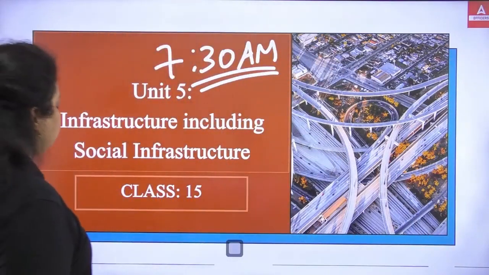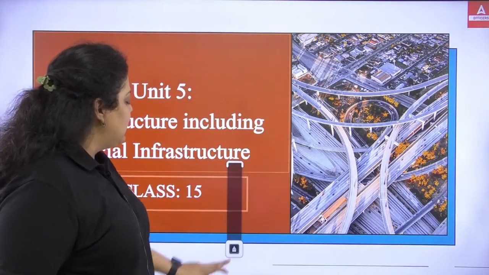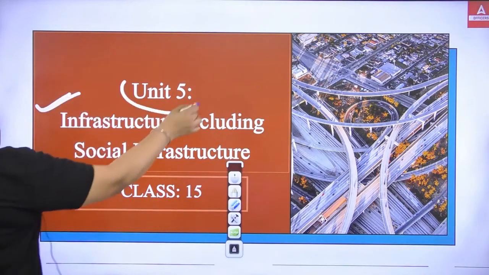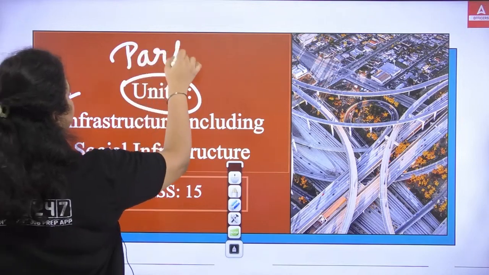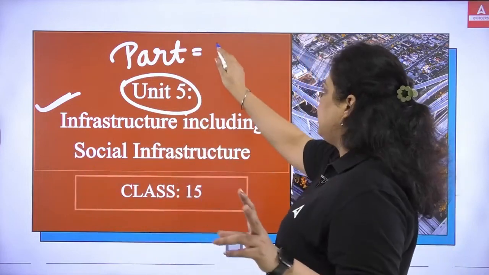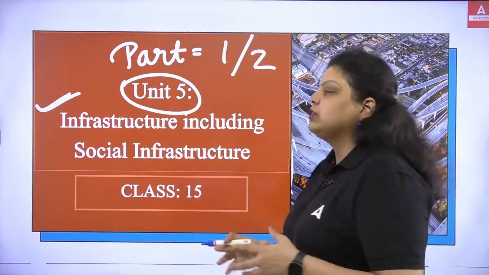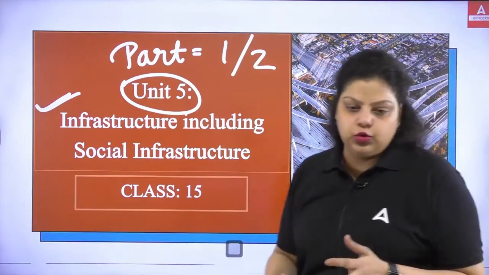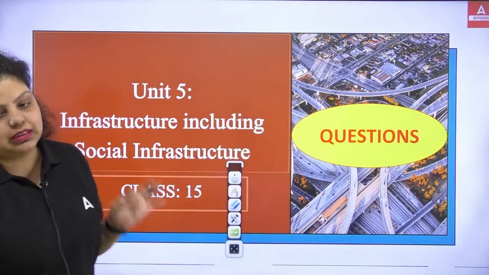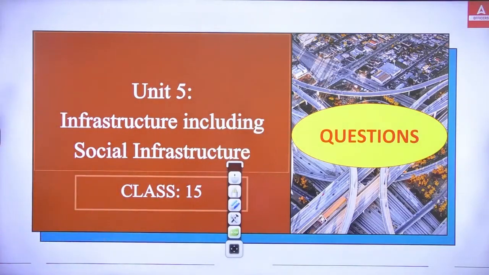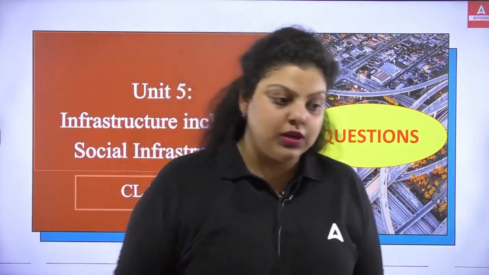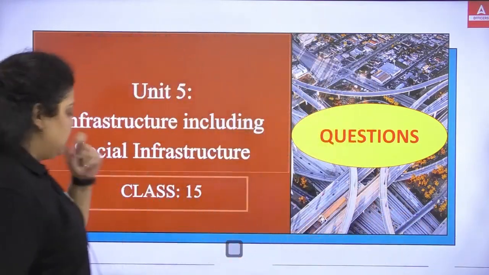As you know, in the last two sessions I have taken your class on infrastructure, including social infrastructure. That's your unit number 5. So we have completed the theory or the concept related to unit number 5 in two parts. We have completed part 1 and 2 of this particular topic. Now what are we going to do today? Today we are going to cover the same chapter, the same unit, but in the form of MCQs. It means today we are going to discuss the questions on your infrastructure, including social infrastructure. Clear? I hope it's okay. So let's start the session.